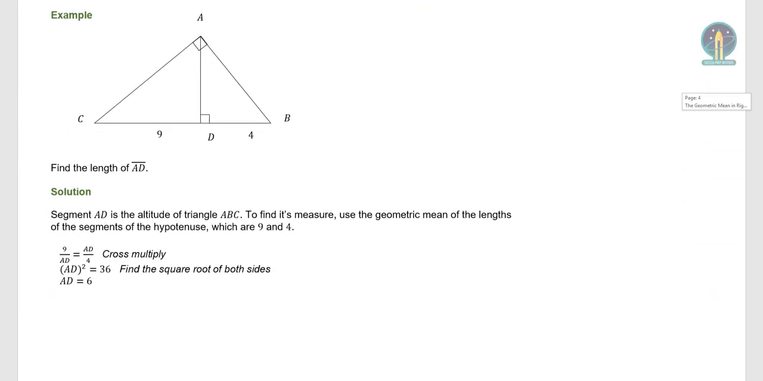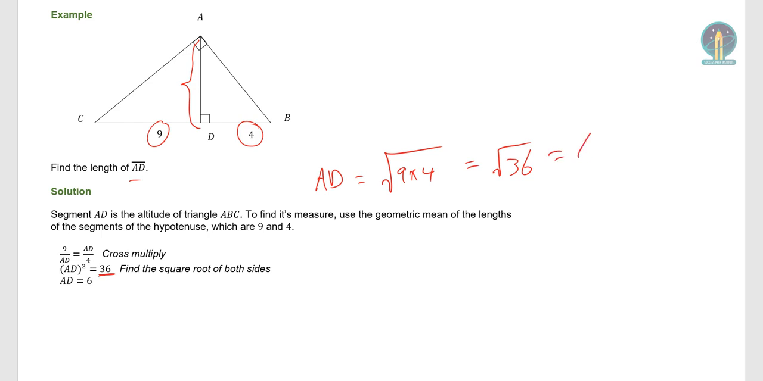Let's look at this example. Find the length of AD, which is the altitude. We're given the hypotenuse. The segments of the hypotenuse are 4 and 9, BD and CD, and we need to find AD. We can just say AD is equal to the square root of the product of the segments. So 9 and 4 gives us 36. The square root of 36 is 6, so AD is equal to 6.